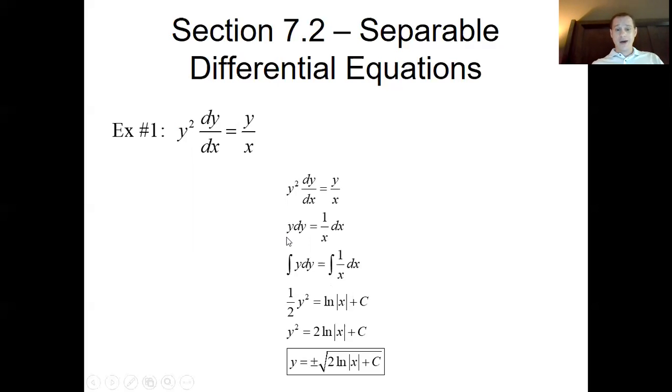So how do we do that? Well, we got this half for the y squared, so we'll multiply both sides by 2. Again, a constant times 2 is just another arbitrary constant.